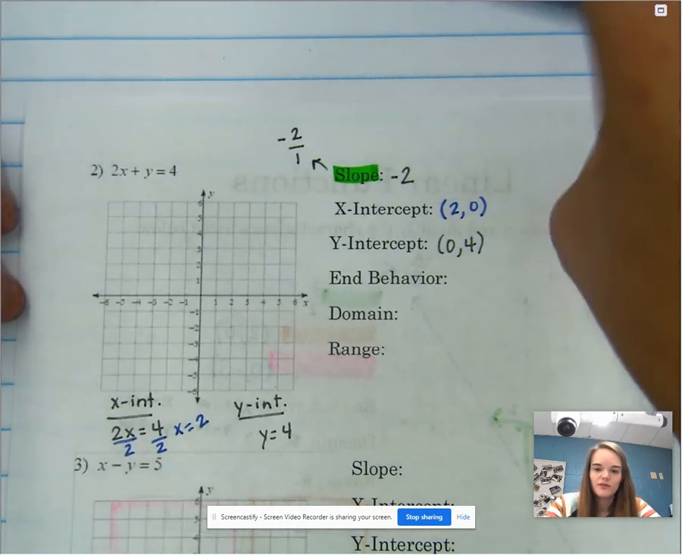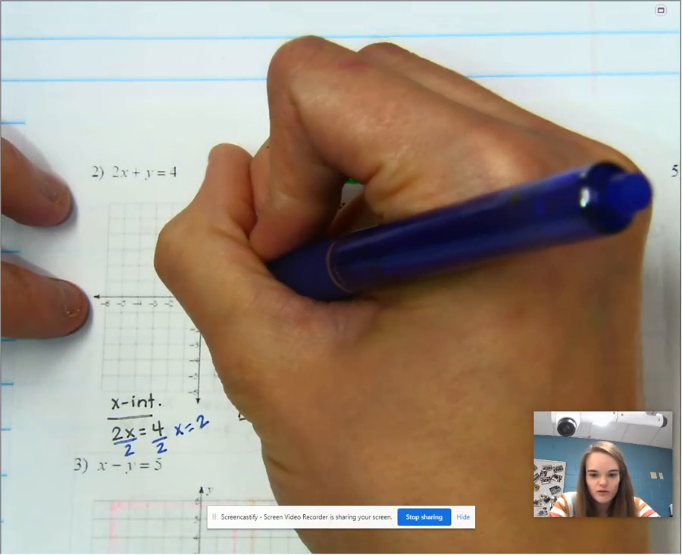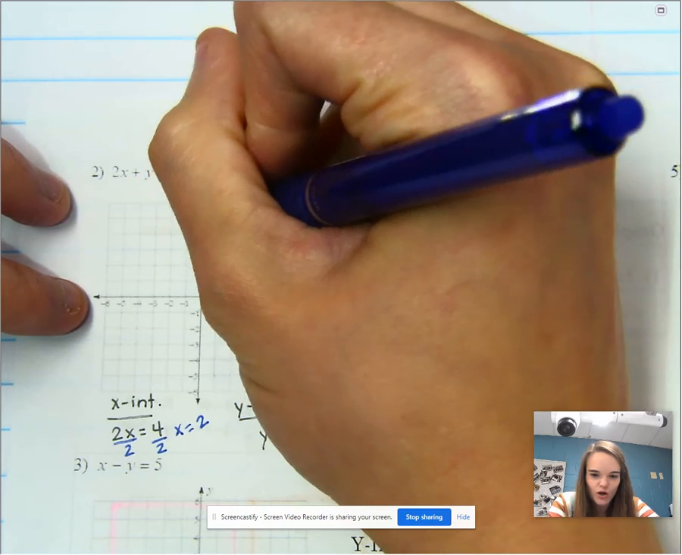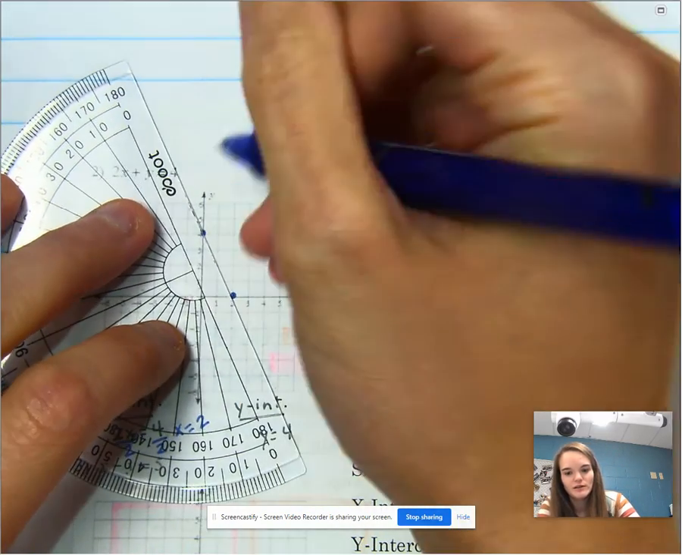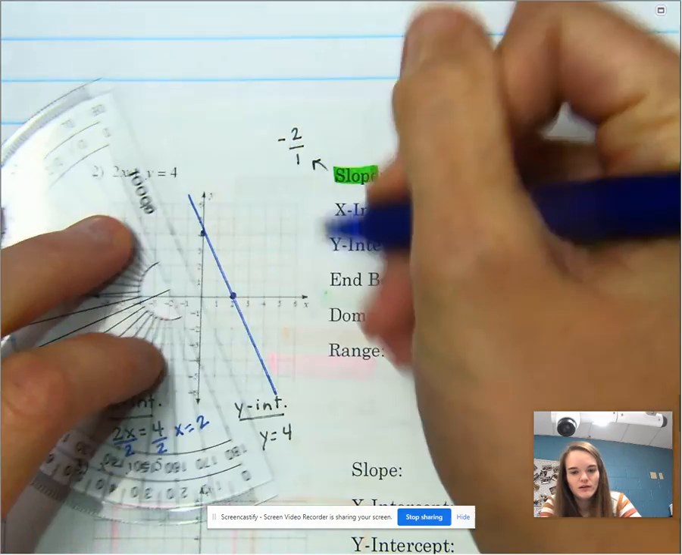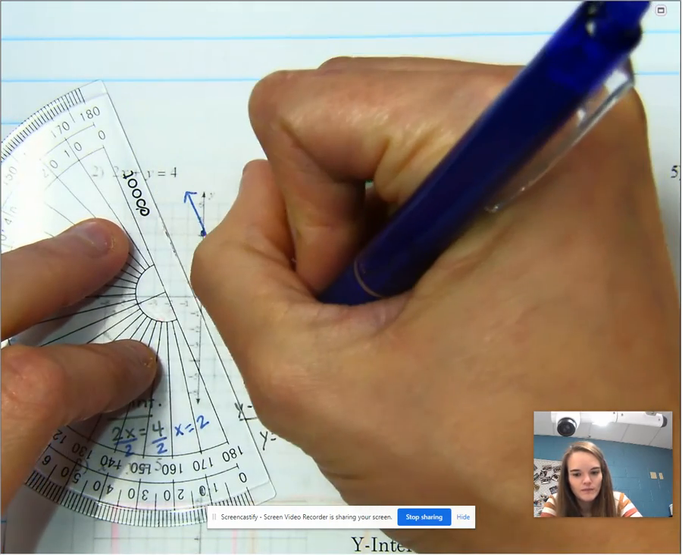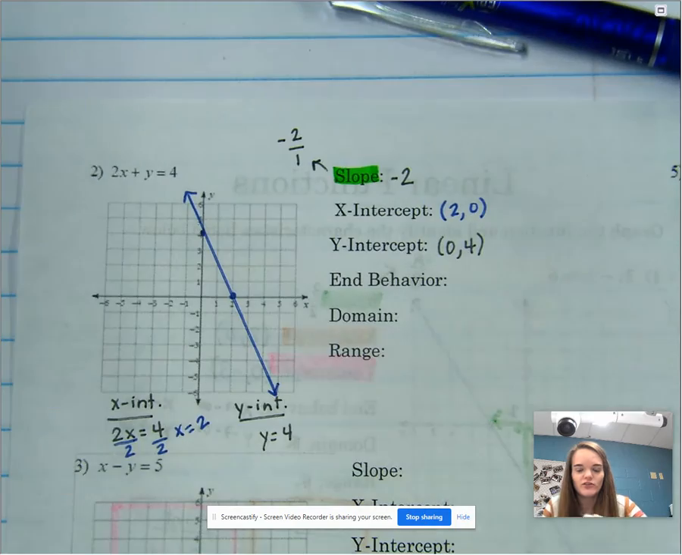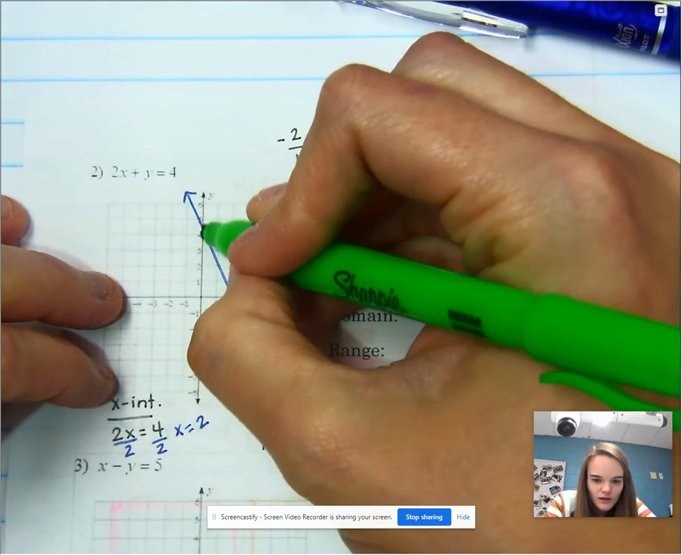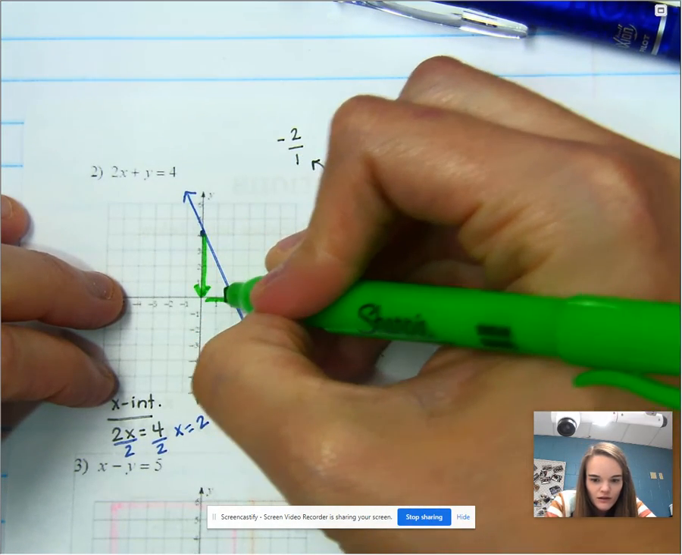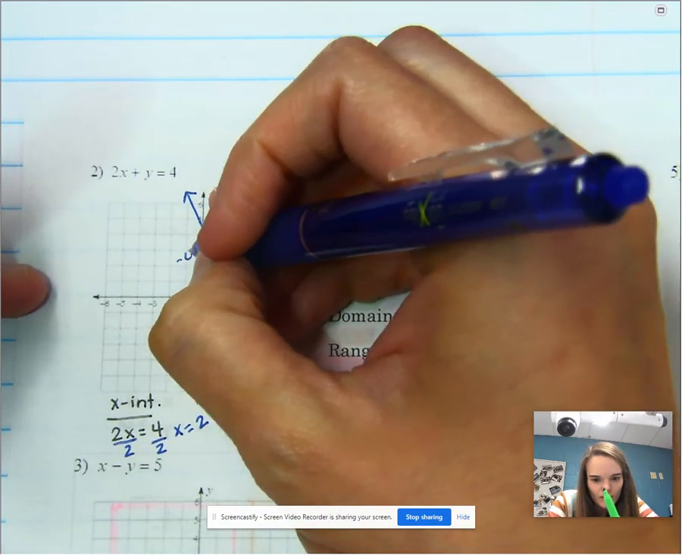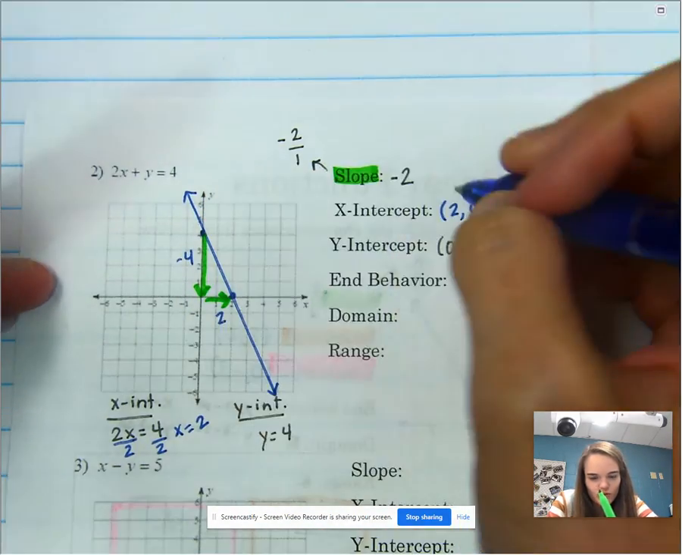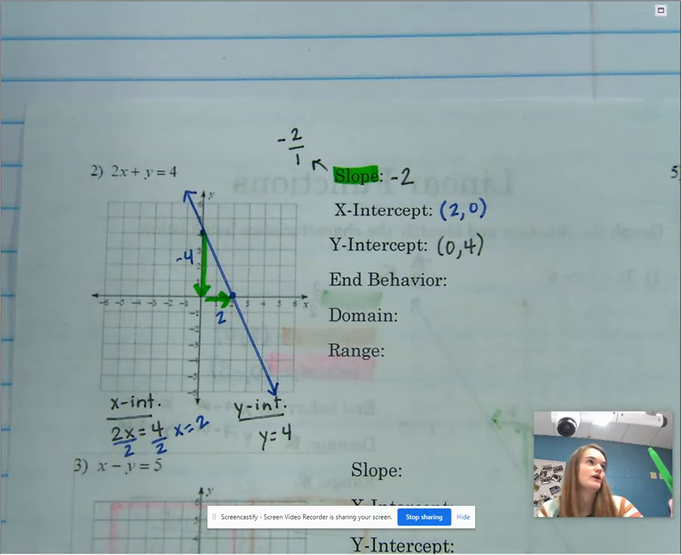Okay, now let's graph. X-intercept 2, 0. Y-intercept 0, 4. We're going to check our slope as well, just to make sure we did it right. Okay, now let's check slope. I went down 4, right, 2. That's negative 4 over 2, which is the same as negative 2. So we did do that right, good.